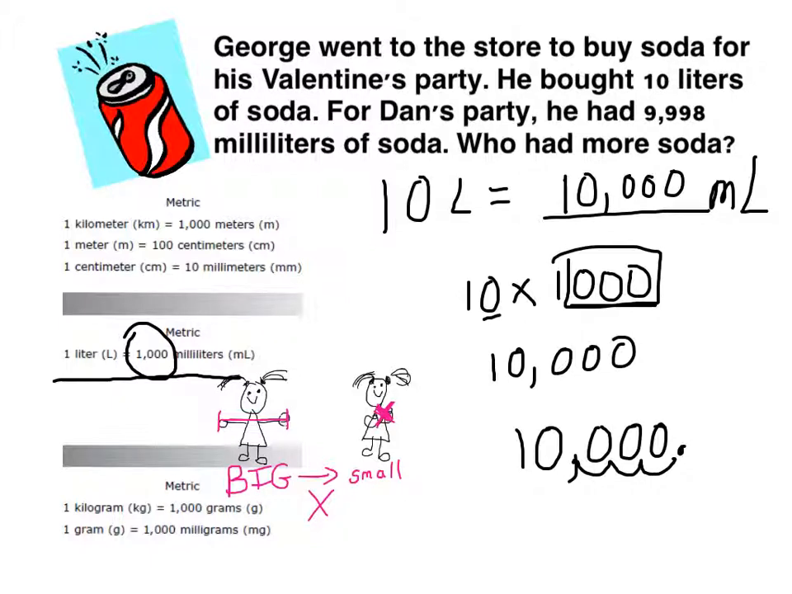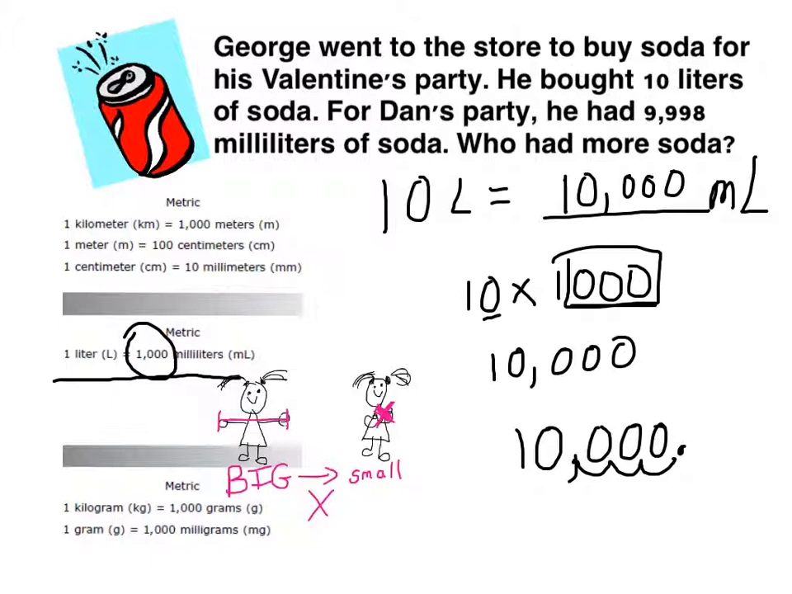So if it's asking who had more soda, we will see that George had 10,000 milliliters of soda, and Dan has 9,998 milliliters, so George has more. Now, just for fun, we can always say how much more, go that extra mile, and we can probably do this mentally. George has two milliliters more of soda.